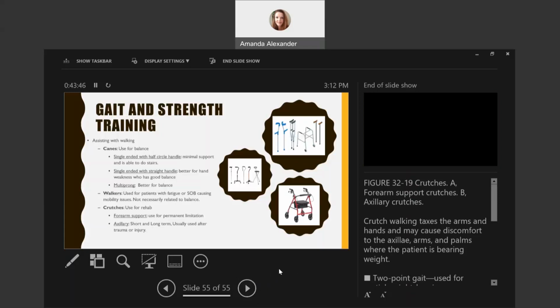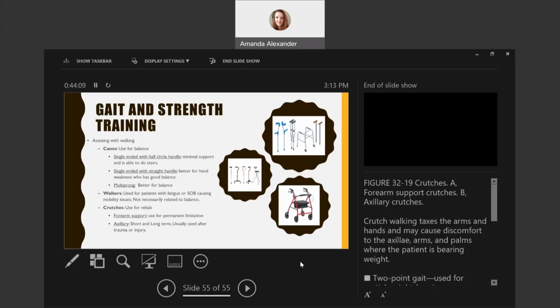Gait and strength training also, there's some specifics here that you need to understand, assisting with walking. Some patients use a cane for balance. A single-ended cane with a half-circle handle, minimal support, is able to do the stairs. So these people are pretty mobile, but they may just need a little bit of help.